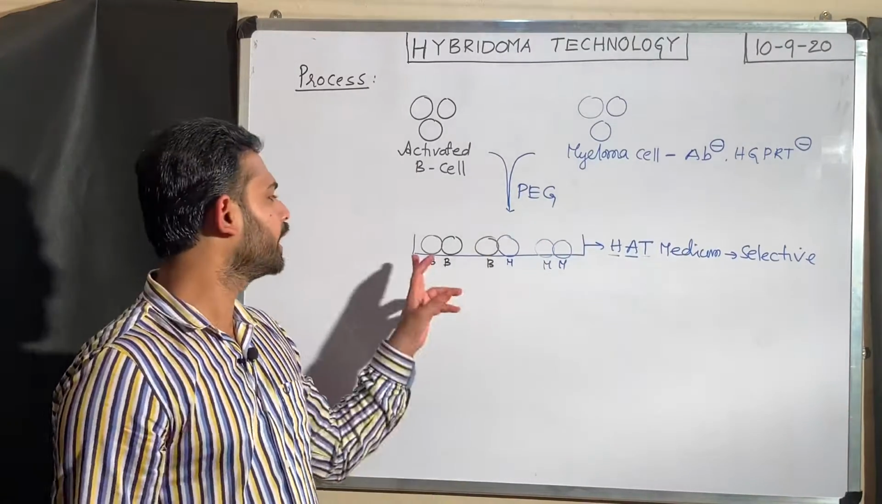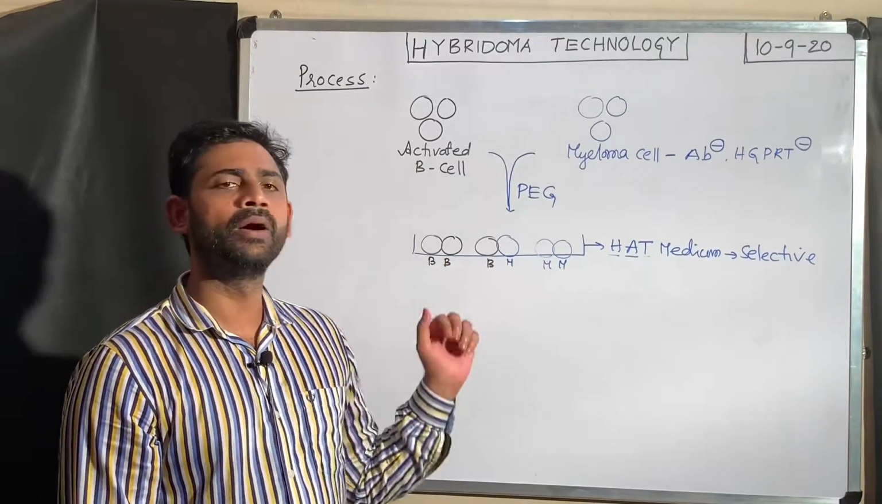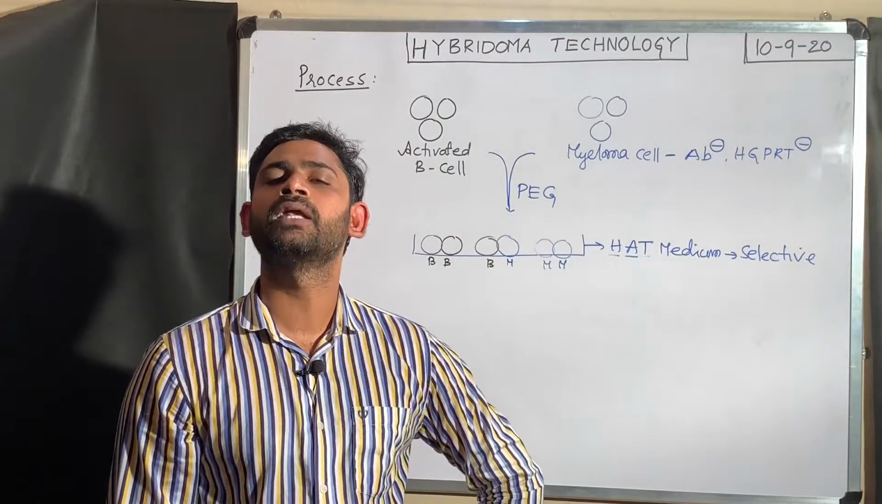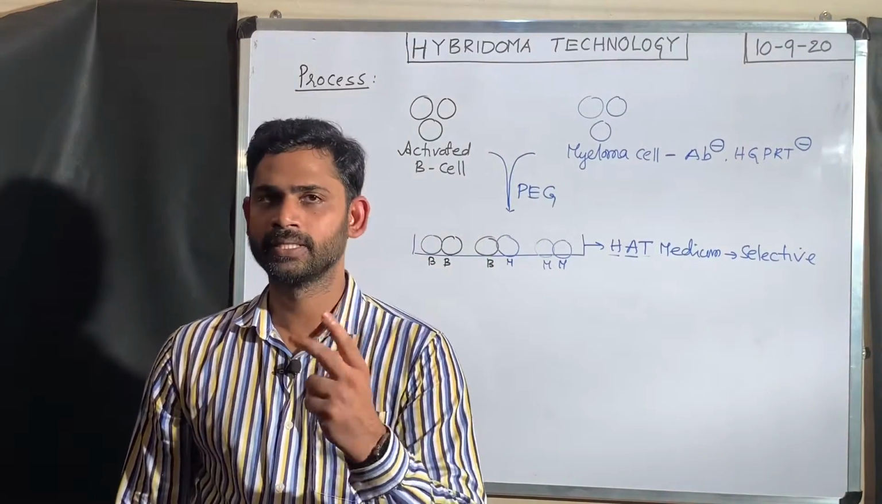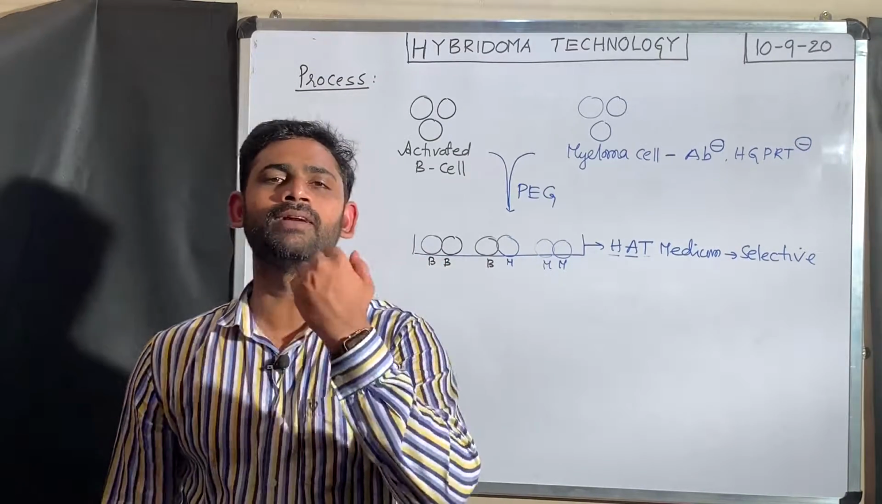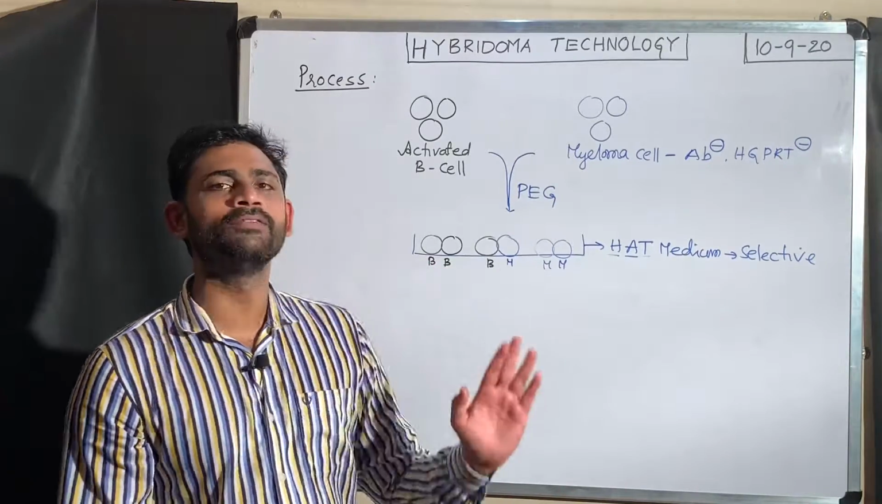Here, first you take the BB cell hybrid. What is happening here? What is the lifespan of this activated B cell? Only about 2 days. After 2 days, these B lymphocytes automatically die. So there is no problem with these B lymphocytes.